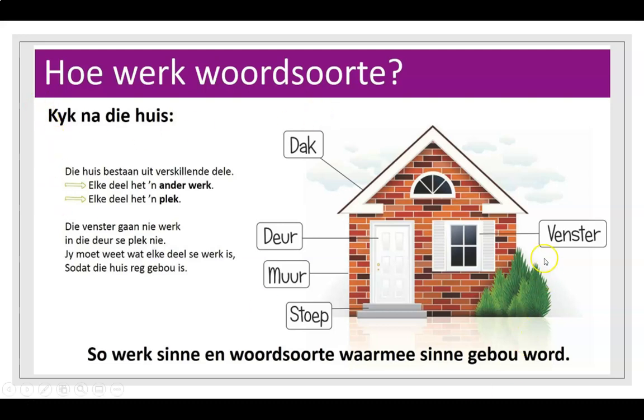So die huis, and I showed you the blueprint, bestaan uit verskillende dele, en elke deel het 'n plek. So every part of a house has got a place, and it needs to be in place to support each other. So you cannot put the window in the place of the door, or you cannot put the roof on before you've got the walls. Right.